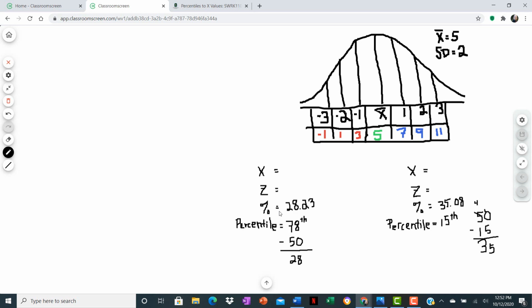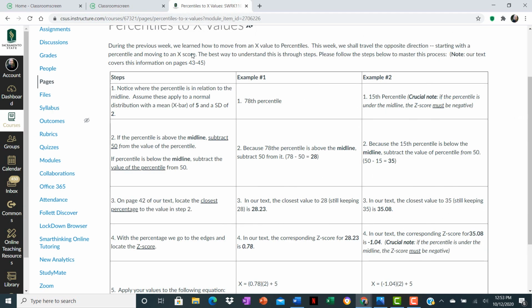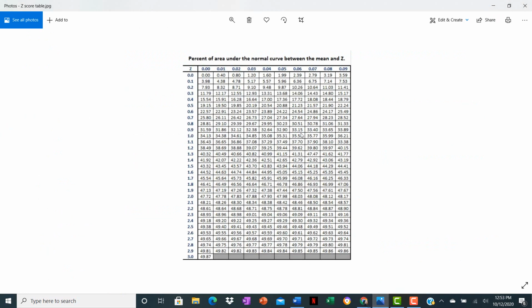Now, what's the next step? We're going to go from the percentage to the z in both cases. The percentage to the z. So we'll go back here, and what's our instruction? With the percentage, we go to the edges and locate the z-score. So what do we mean by the edges? Well, the edges of this chart we're using. So let's go back to where we found 28.23.